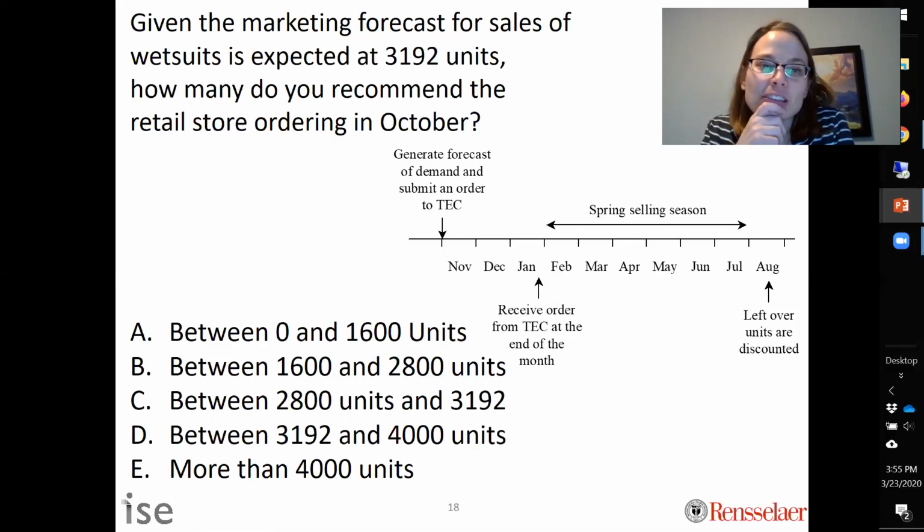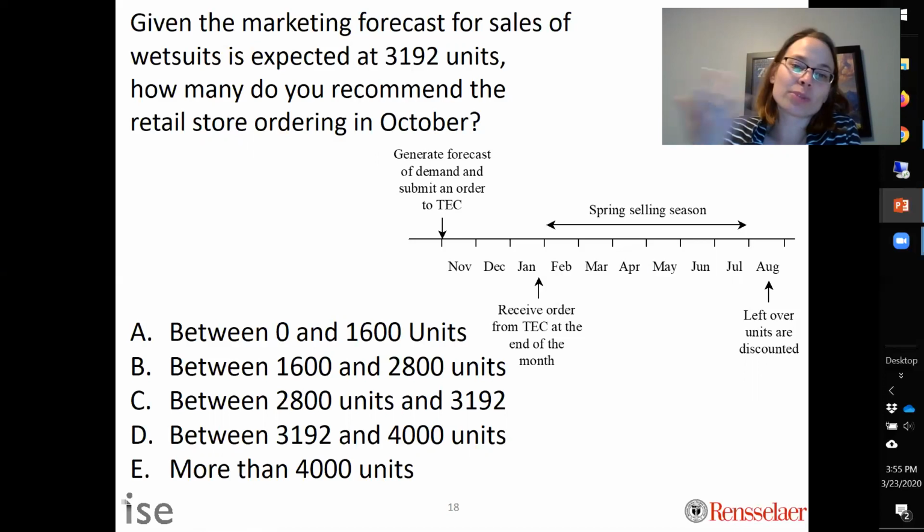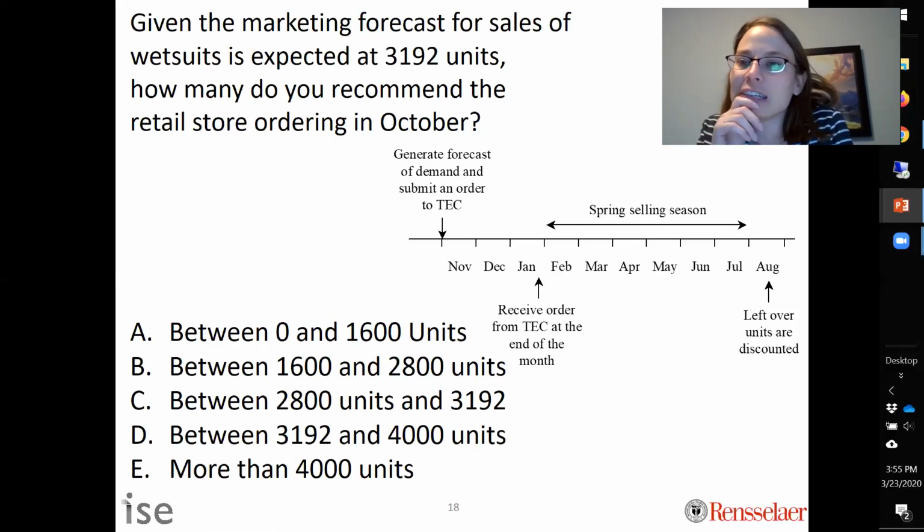So as a way to test your thought process, there's no right or wrong answer here, but think about this. Would you order a small number between 0 and 1,600 units? Would you order between 1,600 and 2,800? Between 2,800 and 3,192, which is the expected value? Between 3,192 and 4,000, or more than 4,000 units?